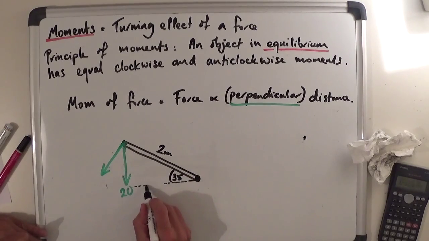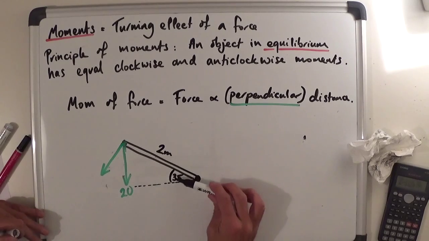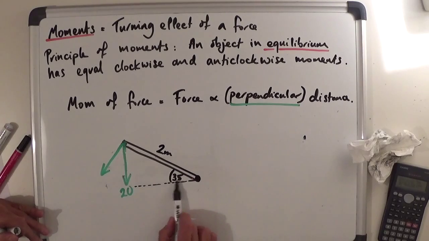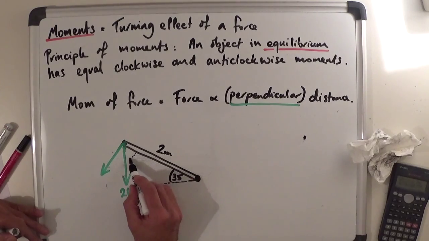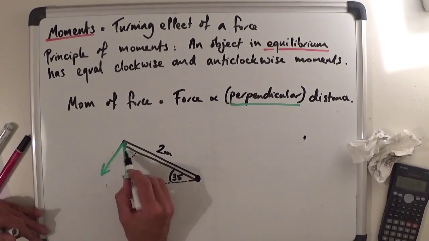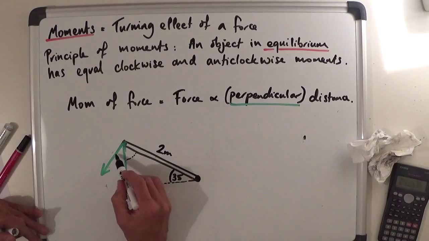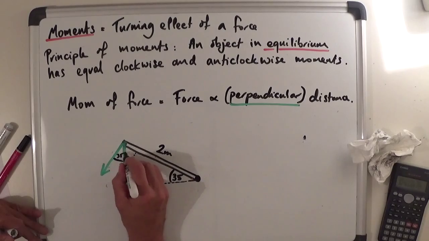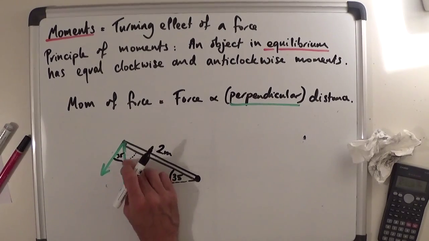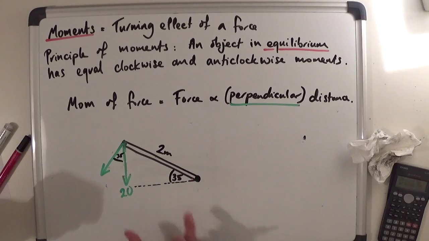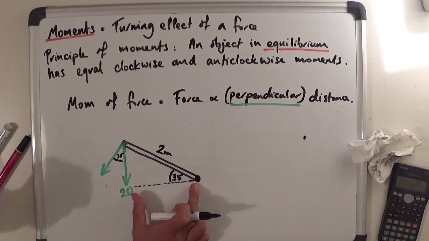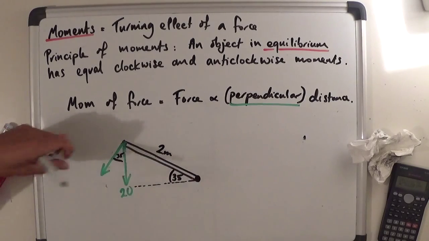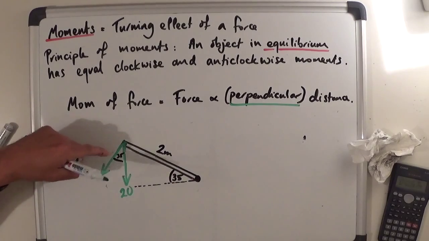A lot of students struggle with this, but it becomes quite intuitive quite quickly. If this angle is 35 and this is 90, and the angles in a triangle always add up to 180, then this would be 90 minus 35. And if this here is a right angle, and this is 90 minus 35, then this must be 35. So we've got the same situation. Before, the perpendicular distance was 2 times cos 35. Now we want the perpendicular force, and it's 20 times cos 35.